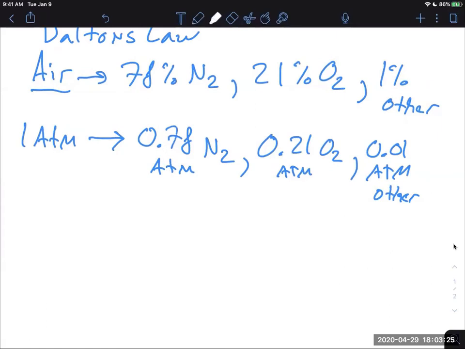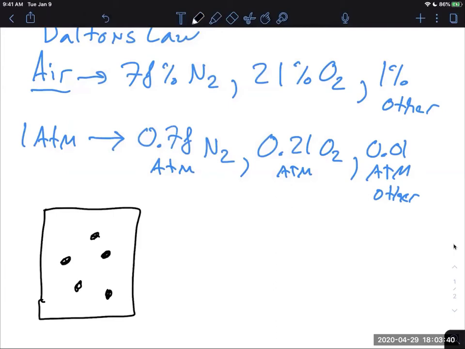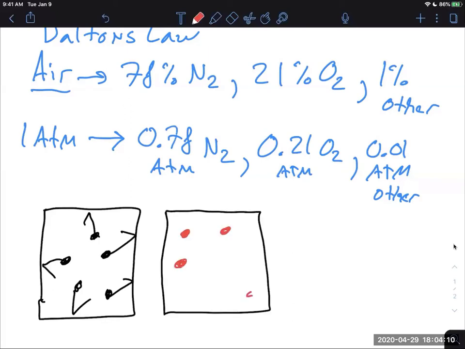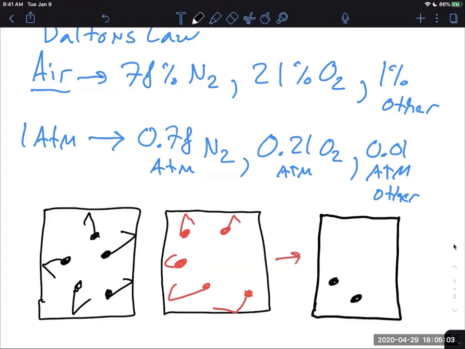If we look at a container and we have some particles in there, let's just say these are nitrogens. They're bouncing around off the walls, they're making pressure. And then I have another container. There are some oxygen particles in this container, and they're bouncing off the walls and exerting pressure as well. If I combine these into one container, we have the nitrogen gas with its 5 particles, and the oxygen gas with its 5 particles.